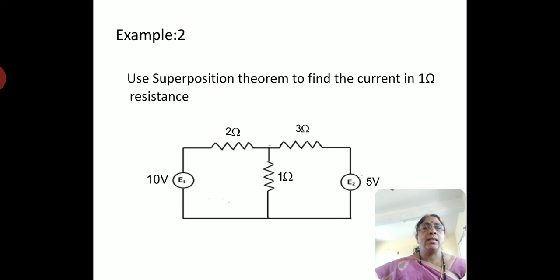Now let us see the same example, using the superposition theorem to find the current in the 1 ohm resistance. This is also the same example as example 1, but here E1 is 10 volt and E2 is 5 volt, R1 is 2 ohm, R2 is 3 ohm, and R3 is 1 ohm. So you can easily calculate this current. The answer is 3.644 ampere.